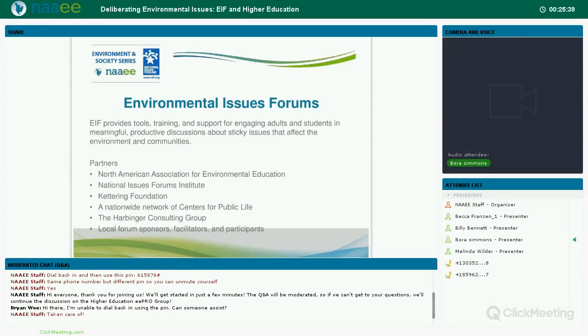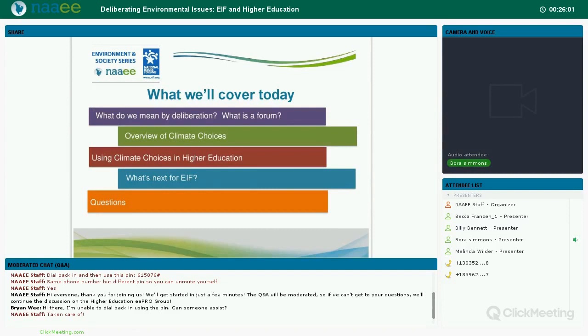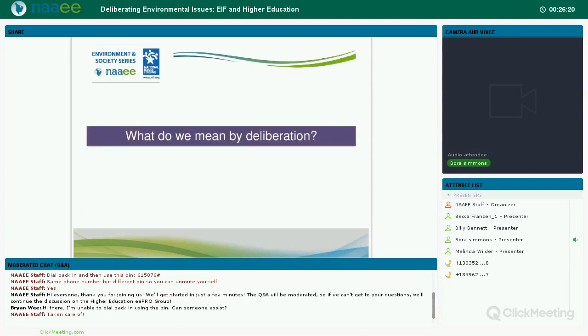We're also partnering with a national network of centers for public life. Many of these centers are housed at university campuses across the nation. We're also working with the Harbinger Consulting Group and lots of local forum sponsors and the NAAEE affiliate network. So what we're going to cover again today, as I mentioned before, is the basics of deliberation, an overview of climate choices, then how this is actually being used within two examples of higher education, and what's up for EIF and your questions. So what do we mean by deliberation?